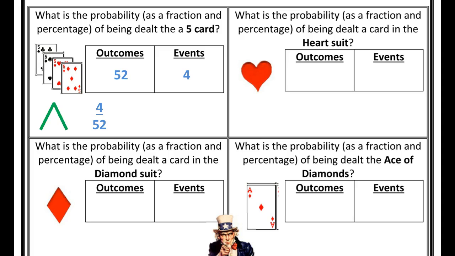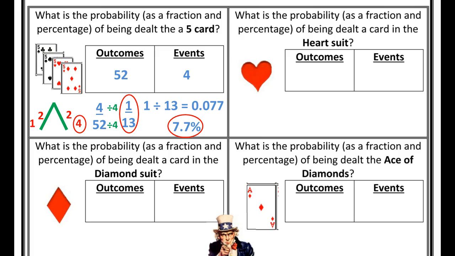If I simplify that down, that's a 1 in 13 probability. To turn that into a percentage, I'm going to divide 1 divided by 13 and move the decimal over 2 places. That's going to give me a 7.7% chance that you'll be dealt a 5.